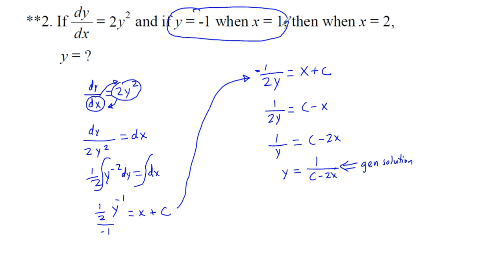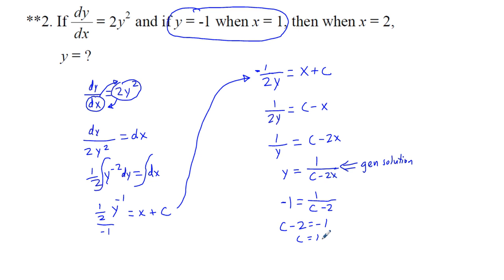Okay, next, we're going to substitute y equals negative 1 when x equals 1. So on the left side, we replace y with negative 1. On the right side, we have 1 over c when x is 1, so minus 2 times 1. Okay, so we need to solve for c. And now we can take the reciprocal of both of these again. So we have c minus 2, and the reciprocal of negative 1 on the left side is negative 1. And then if we add 2, c is going to be equal to 1.